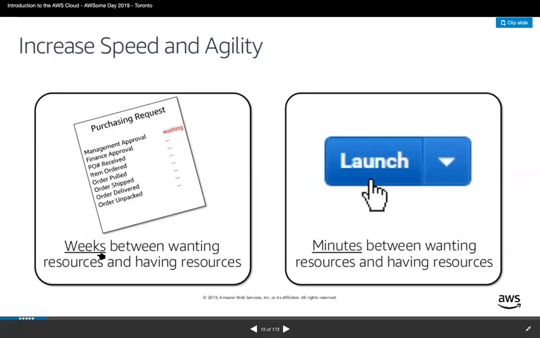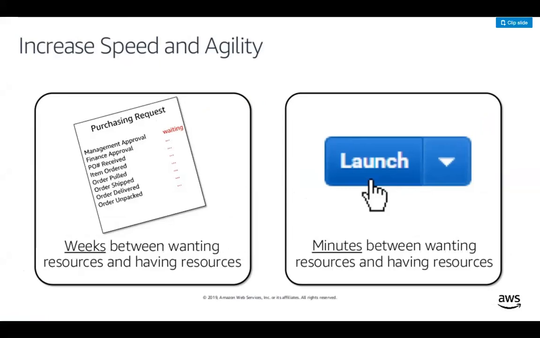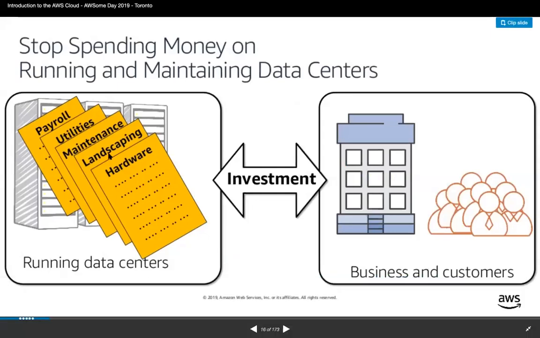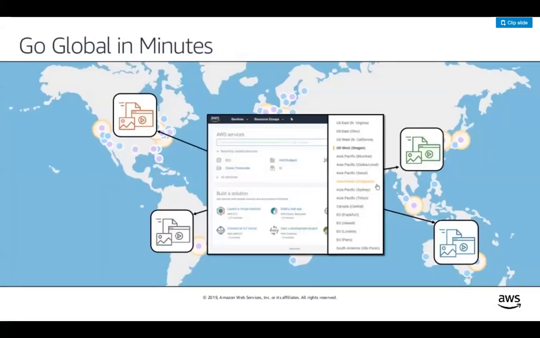And how it happens: speed and agility, right? In case of on-premise data centers, it's weeks between wanting resources and having resources. You have to wait. A purchase request has to be raised, a purchase order will have to be given, then finance has to approve, PO has to be received, item ordered. So much process in it, right? It will take weeks. Whereas in cloud, you just hit the launch button. In a few minutes, you will start getting your resources available at your fingertip. Stop spending money on running and maintaining data centers, like hardware, landscape, maintenance, utilities, payroll. All of that investment is gone. Focus only on business and your customers and go global in minutes, right?